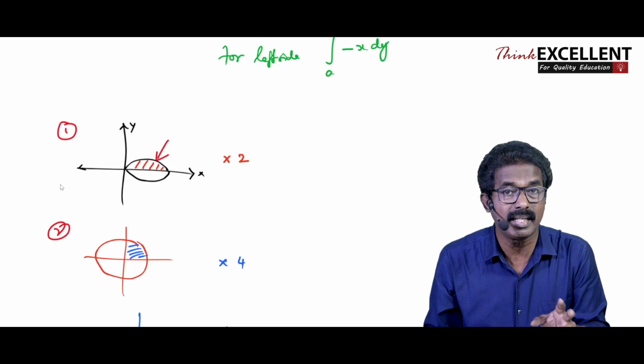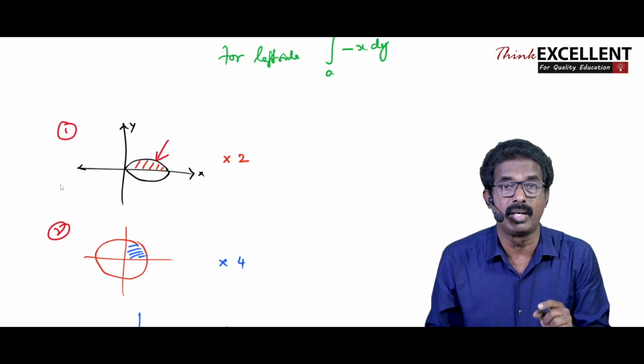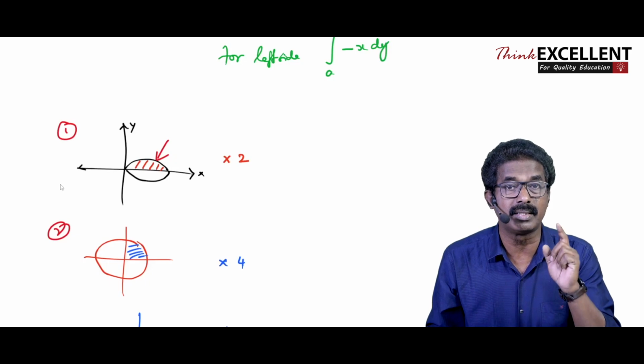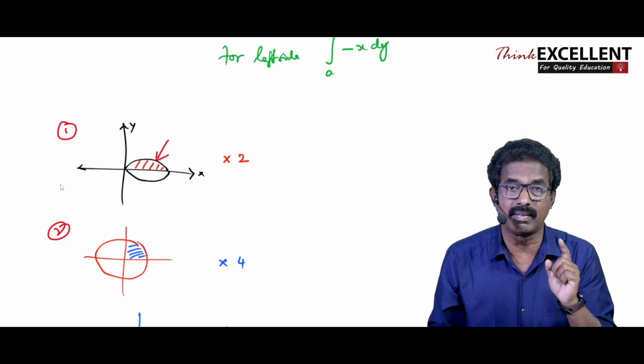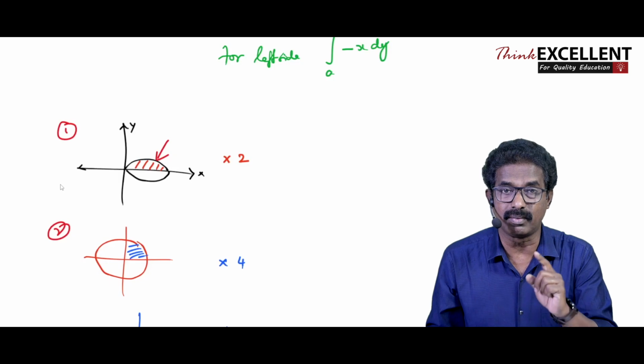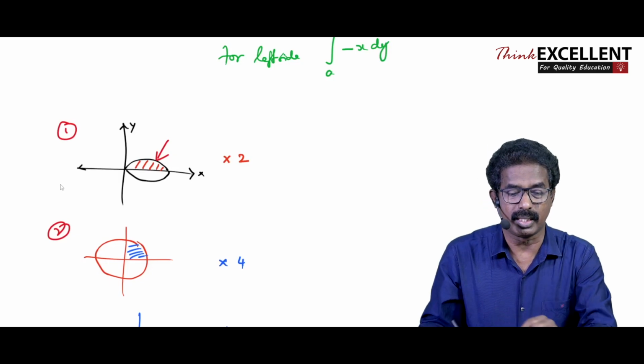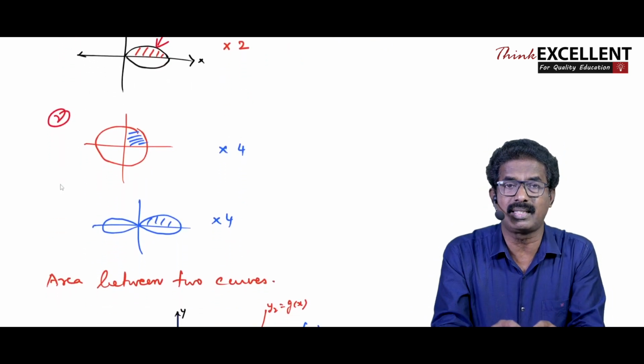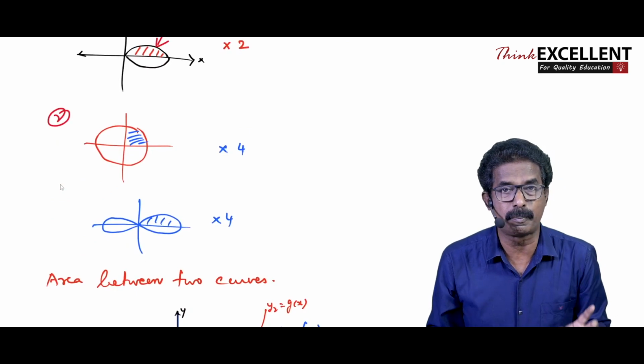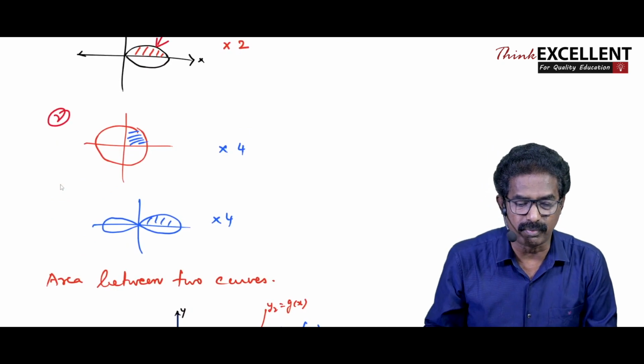If they ask for the entire area, you have to multiply by 4, but read the question very carefully. Sometimes they specify: find the area in the first quadrant, find the area in the fourth quadrant, like that. So read it very carefully and do. Suppose we get a double loop like this, there are 4 portions, so multiply by 4.